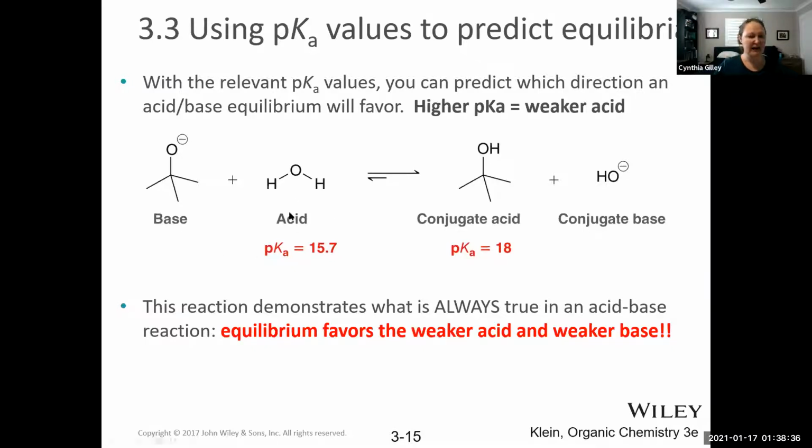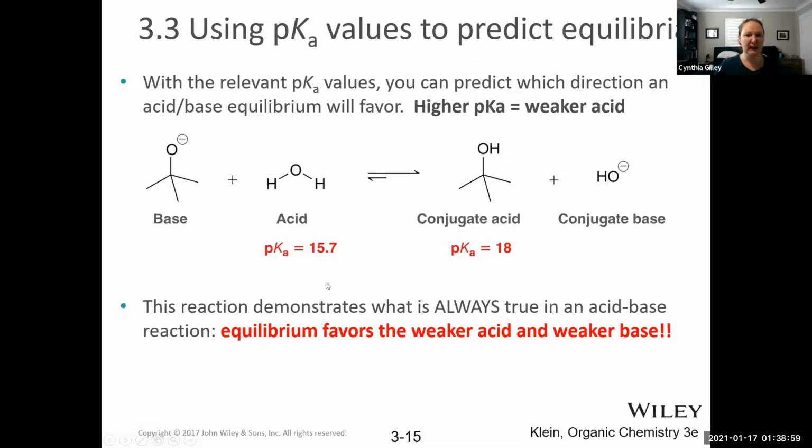Anywho, when those 2 react together, they form the conjugate acid and the conjugate base, where we've essentially just shifted a proton from the acid to the base to form the conjugate acid and conjugate base. Recall that in the reverse direction, if this were to act as the proton donor, it would be the acid. That's why we call it the conjugate acid.